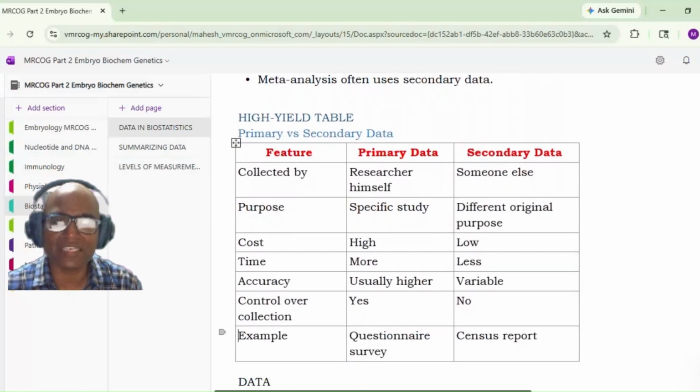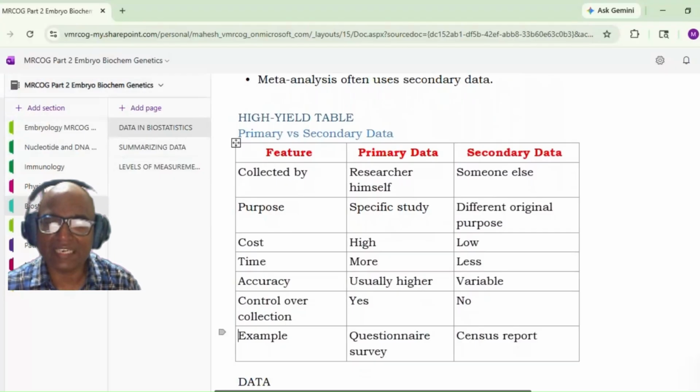So the primary data is collected by the researcher himself. It is very specific to the study. However, the cost is high and it is time consuming. But the accuracy is higher. The researcher has control over the primary data. An example is a questionnaire survey.